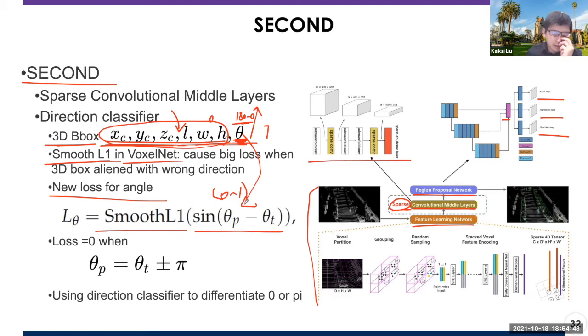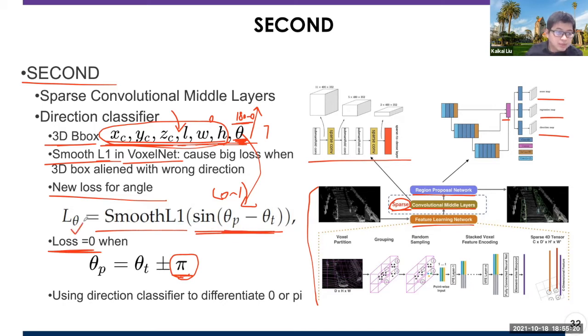That's much better. If the theta is very close, or if they have a pi, 180 degree difference, the loss equals 0. So this newly added loss function for angle is good. If the angle is very, very small, or they have 180 degrees, the loss is 0.